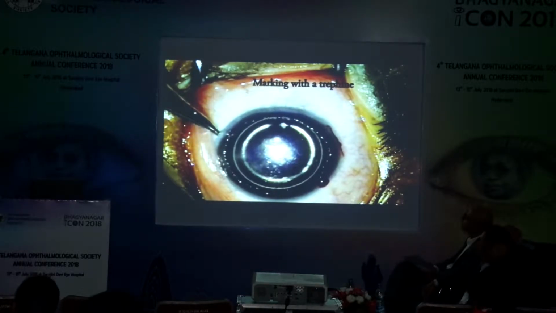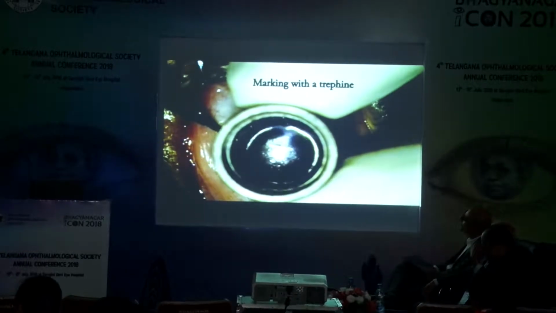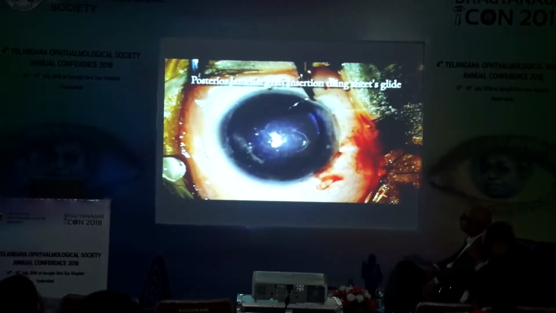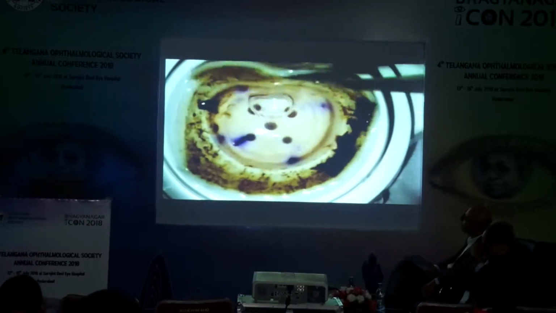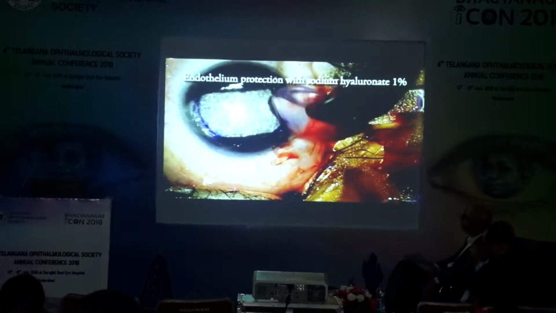The corneal surface was marked with an appropriate size trephine for lenticule centration and sizing. The posterior lamellar graft was inserted using a sheath glide, protecting the endothelium with sodium hyaluronate 1%.